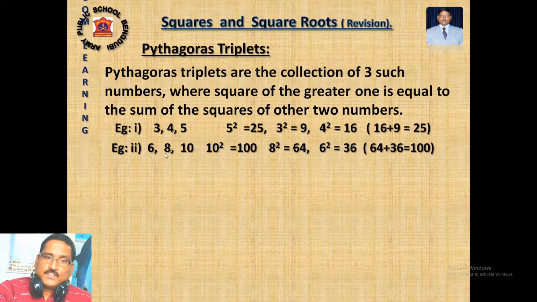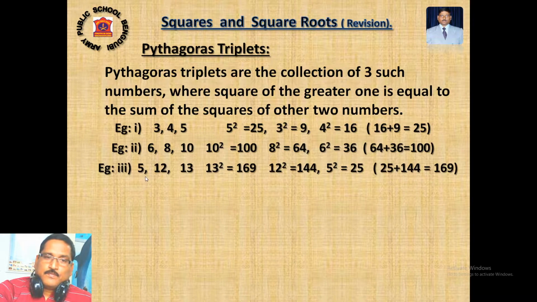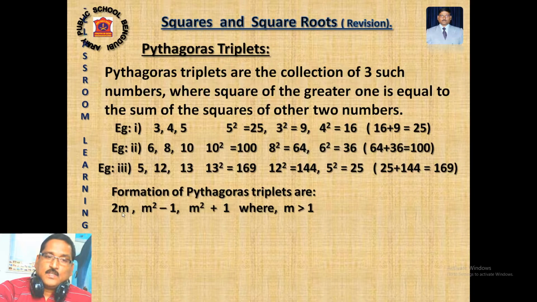That means 6, 8, 10 are the Pythagoras triplets. Similarly, 5, 12, 13 is also a Pythagoras triplet. Now, how will we find the other members when one member is given? The expression is 2m, m square minus 1, m square plus 1, where m is greater than 1. So whatever one member is given, you have to consider that as 2m.